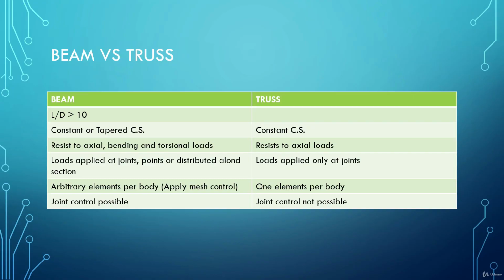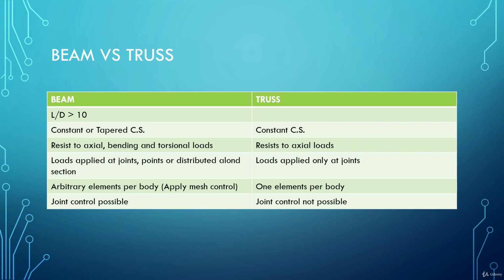When you treat an object as a beam, we can apply loads at joints and points, and we can distribute load along a section, while when you treat an object as a truss, we can only apply loads at joints. Regarding the mesh, with beam elements, we can create an arbitrary number of elements per body, and we can apply mesh control, while with a truss, we only have one element per body.